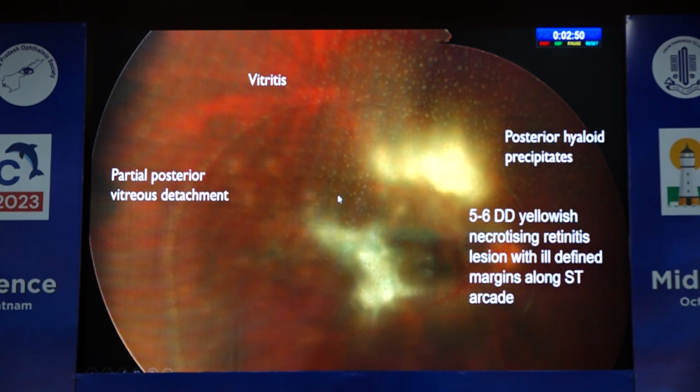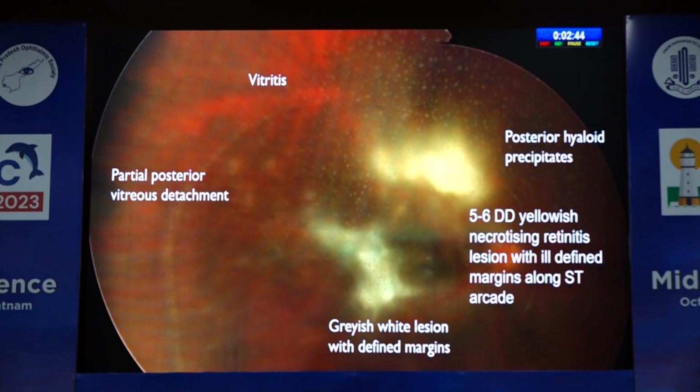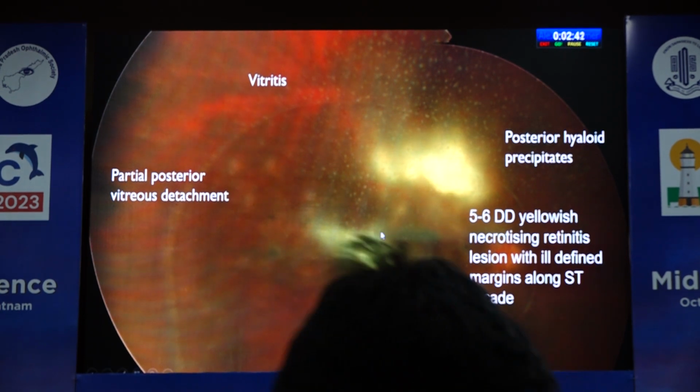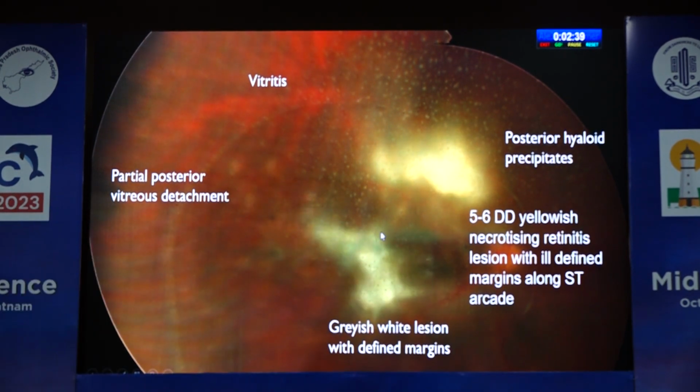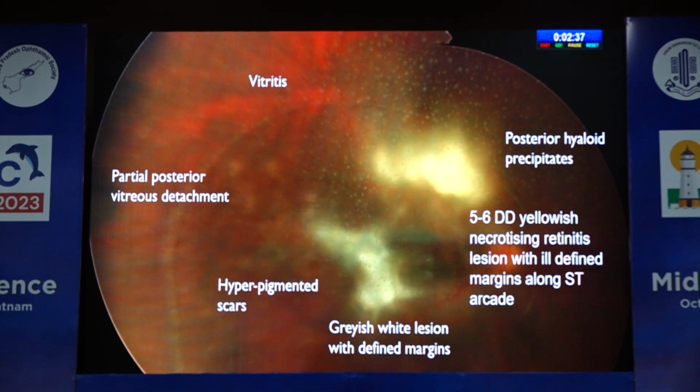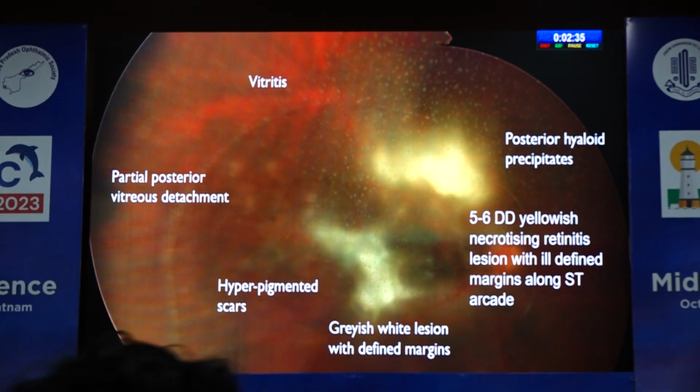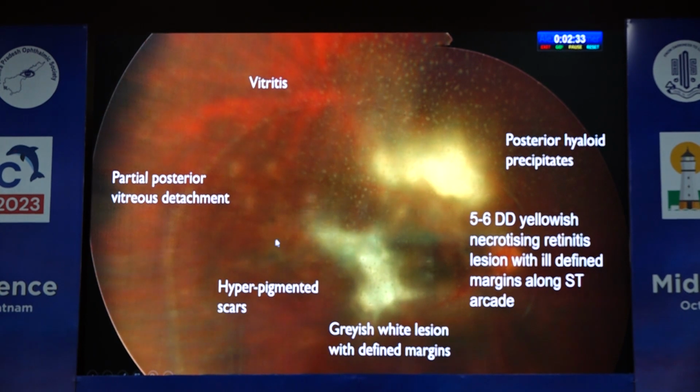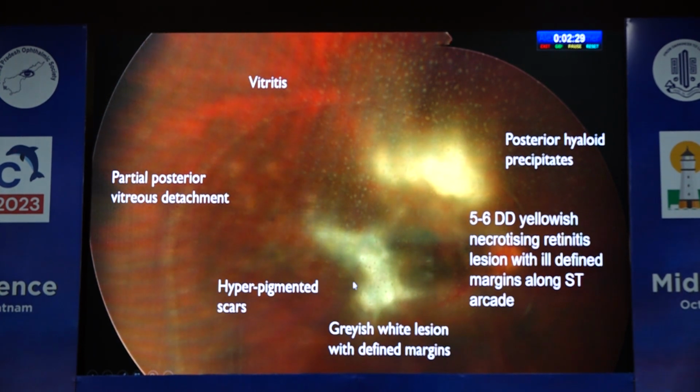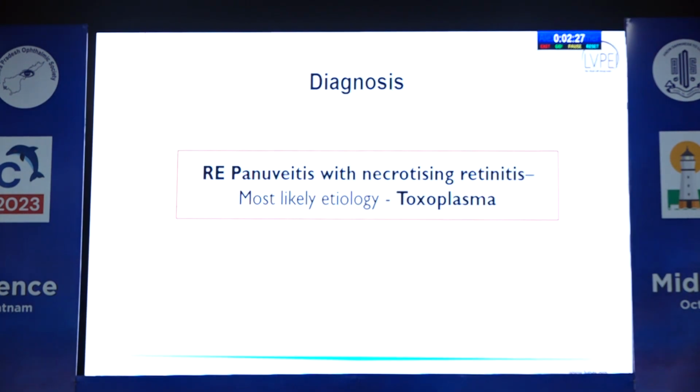Now, if we see very closely, there is a similar-sized lesion in the inferotemporal arcade, but here the color of the lesion is yellow, and on clinical examination it was more like a gliotic scar. If we see very closely, just next to the scars, there is presence of hyperpigmented scars. Now, I'll directly jump to the diagnosis. We made a diagnosis of panuveitis with necrotizing retinitis, and the etiology was toxoplasmosis.